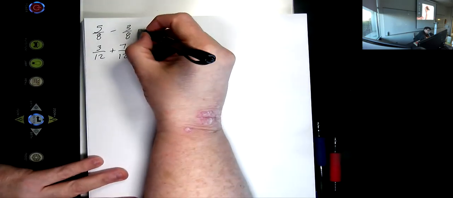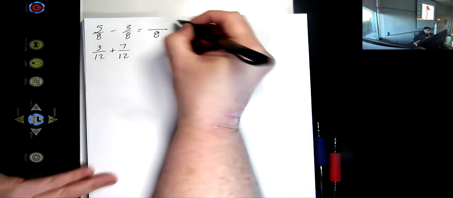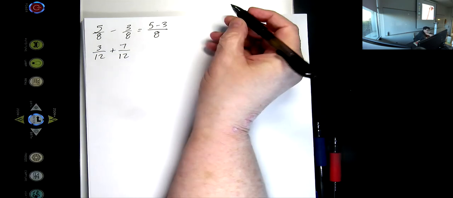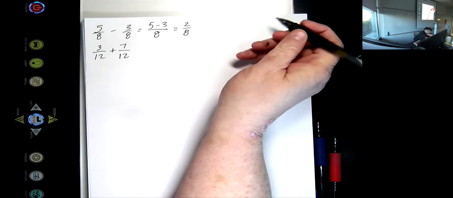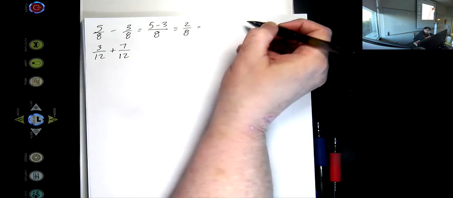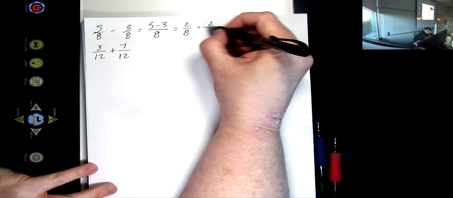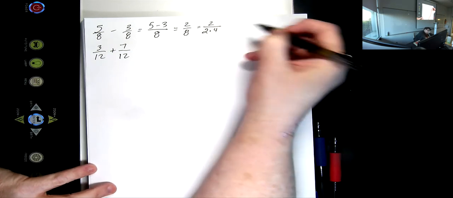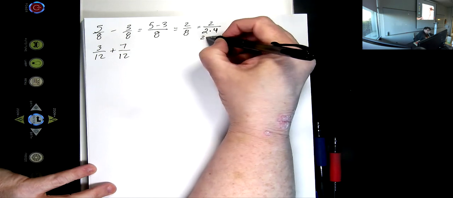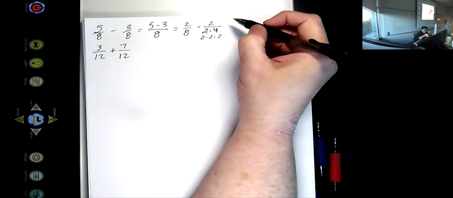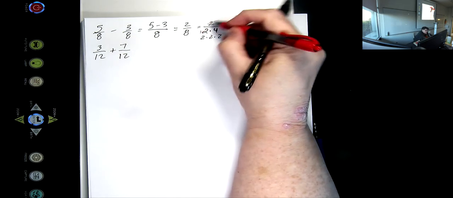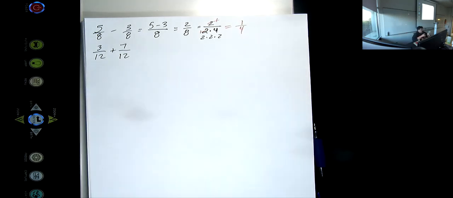So if I do the same thing that I did before, I'm going to keep the 8 on bottom and I'll have 5 minus 3 on top. And 5 minus 3 is 2. And 8 is 2 times 4. You could alternatively write 2 times 2 times 2 if you wanted to break it all the way down, but you don't have to. At this point, I see that 2's cancel, get replaced with 1s, and I'm left with 1/4. So I hope you guys got that.